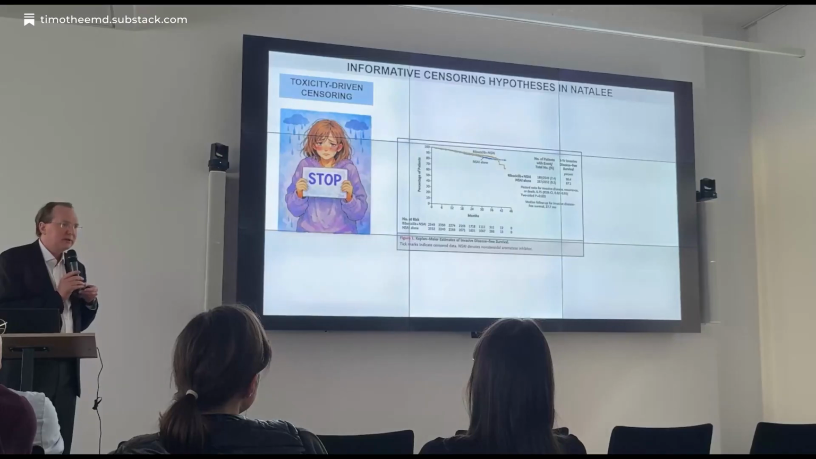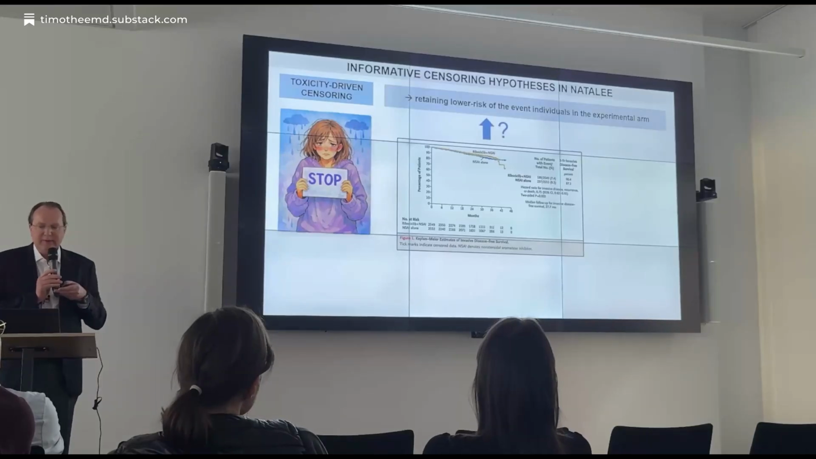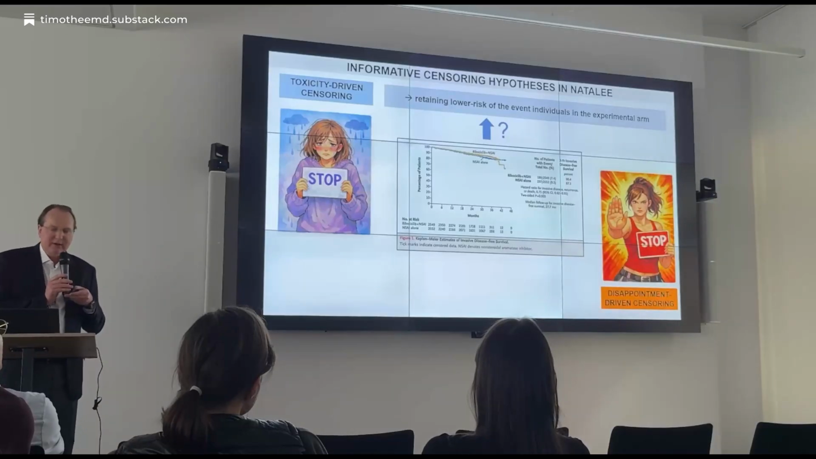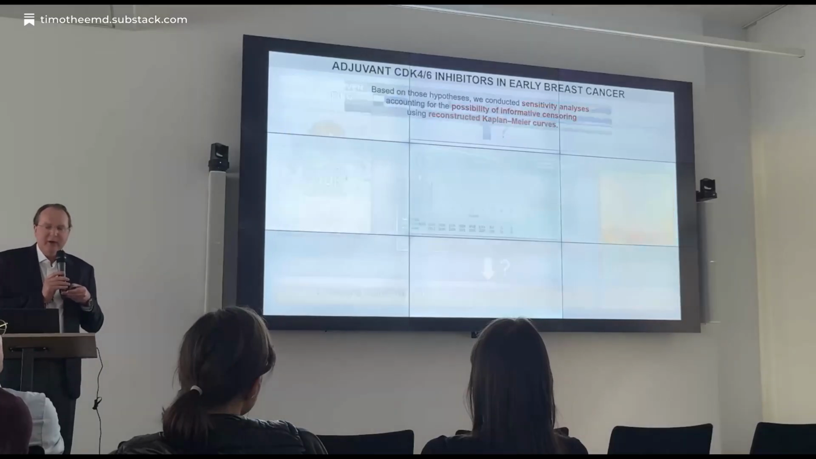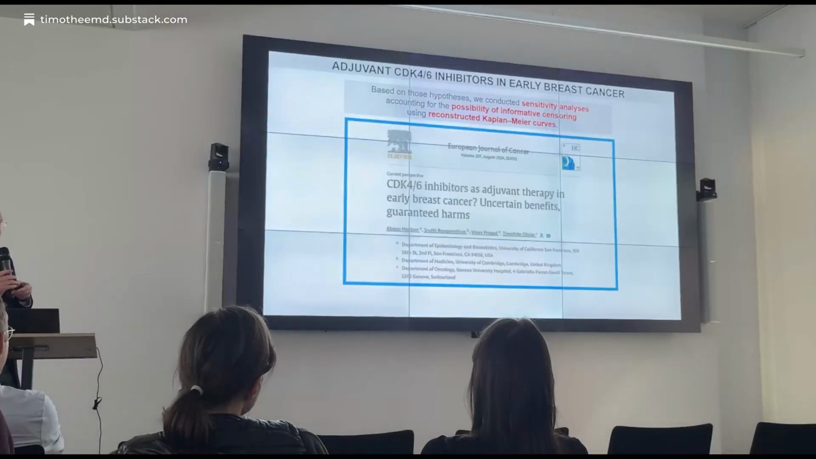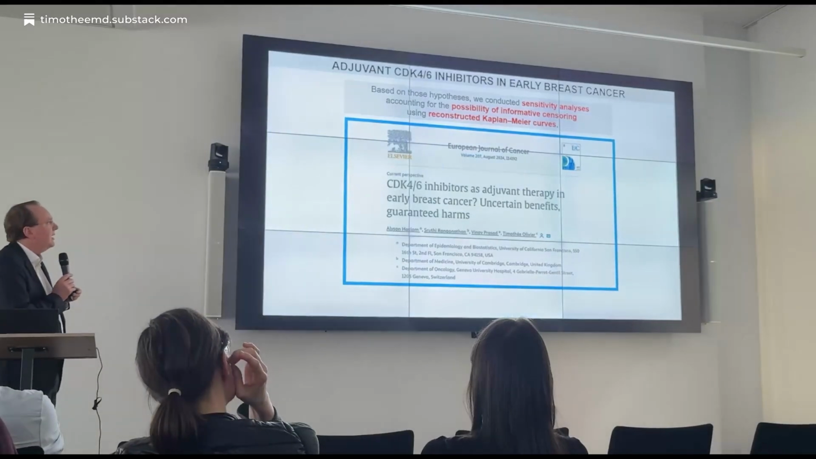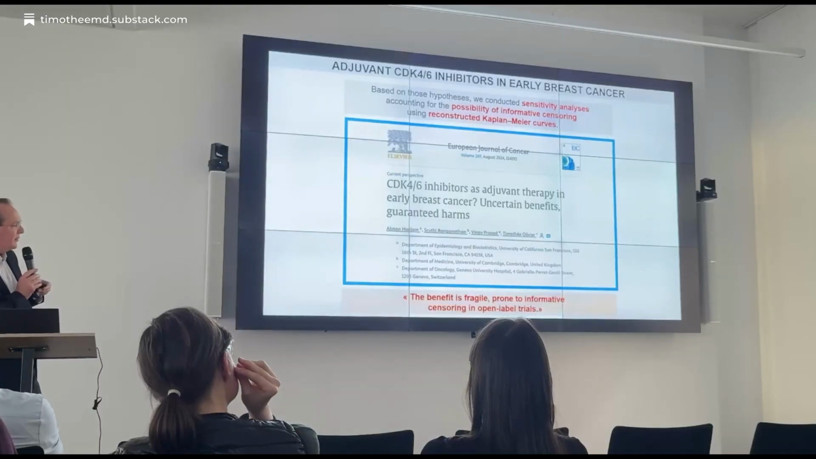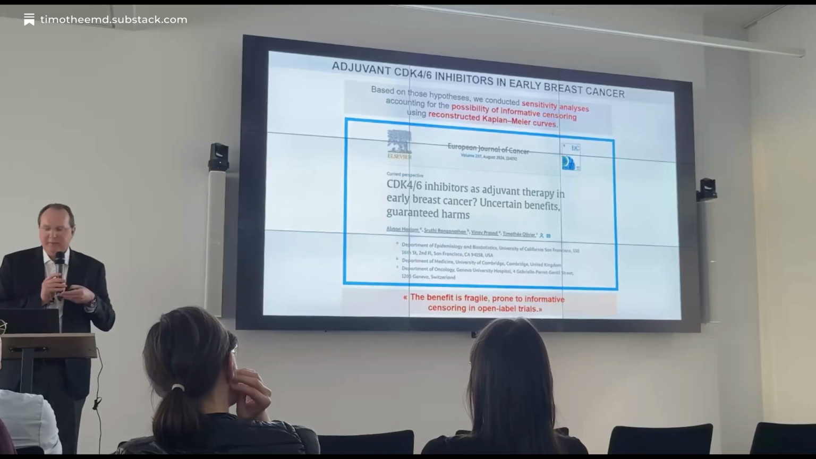Maybe patients in the ribociclib group had some level of toxicity-driven censoring, and this would have retained lower risk of the event individuals in this group, and maybe some patients in the control group were disappointed and left the trial. So based on those assumptions, we published a first paper, we did some analysis, and we'll show you an update of this after, but we concluded this paper with the benefit is fragile, prone to informative censoring in open label trials.